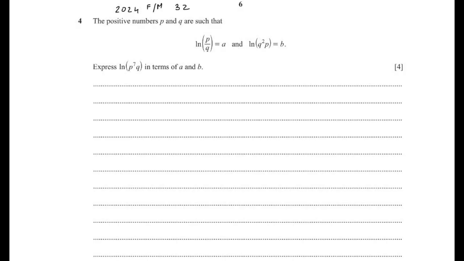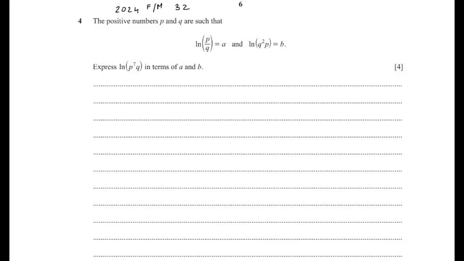Right, so here's a question taken from the 2024 Feb-March series, paper number 32. You'll notice that it looks slightly different from the questions we've been doing so far. The positive numbers p and q are such that log of p by q is equal to a and log of q squared p is equal to b. Express log p to the power of 7q in terms of a and b.